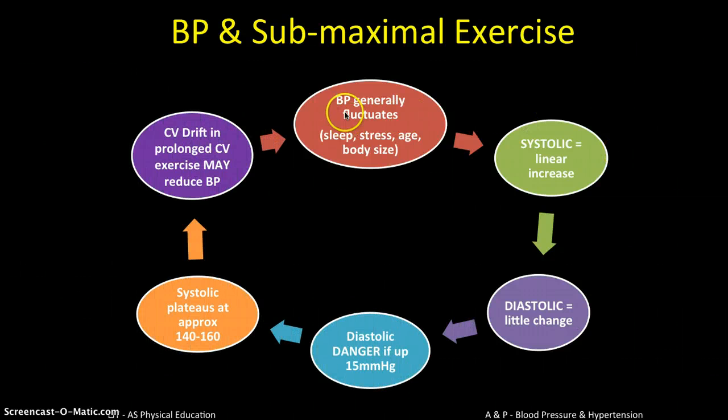So blood pressure generally fluctuates. We need to understand that. Throughout our day there could be all sorts of things that will affect our blood pressure. Systolic linearly increases with aerobic exercise. Diastolic doesn't change particularly. If diastolic goes up more than 15 millimeters of mercury, then that's a problem. Systolic will pretty much plateau at the upper levels during submaximal exercise, so 140 to 160 millimeters of mercury, although it might drop a little bit during very, very prolonged activity due to something called cardiovascular drift.